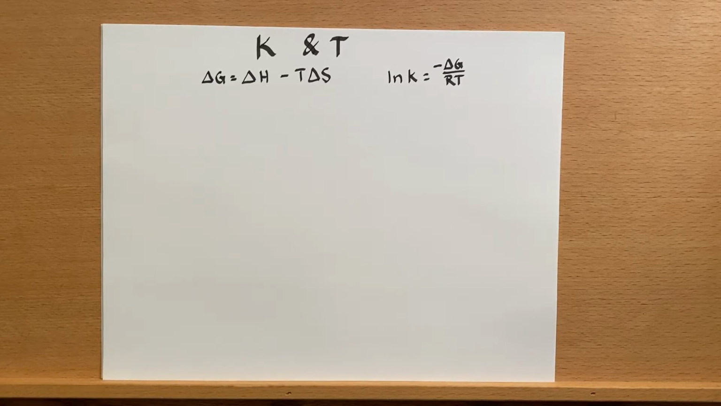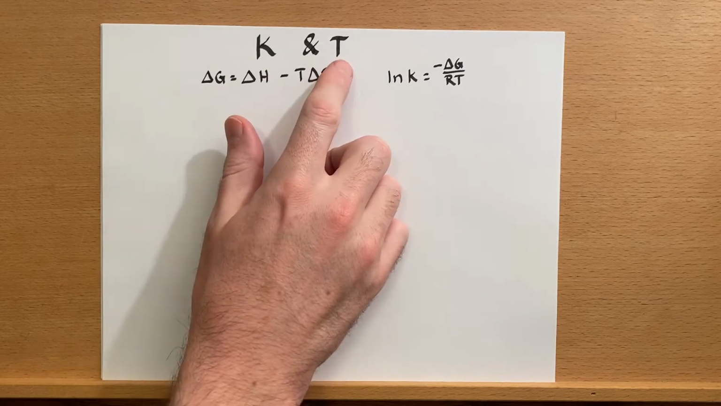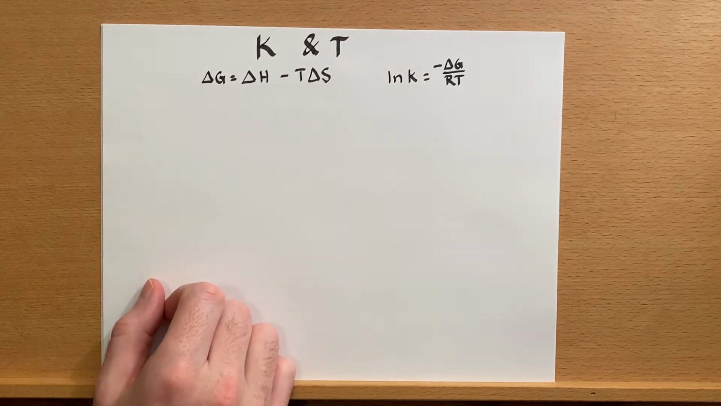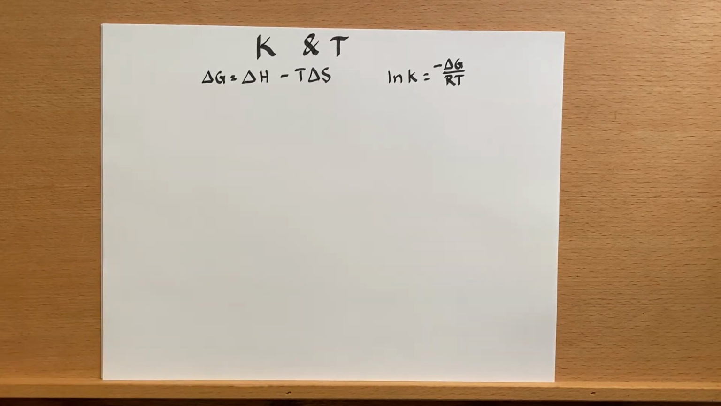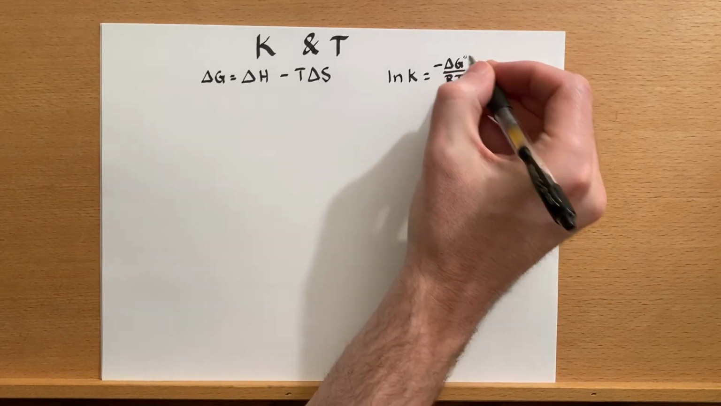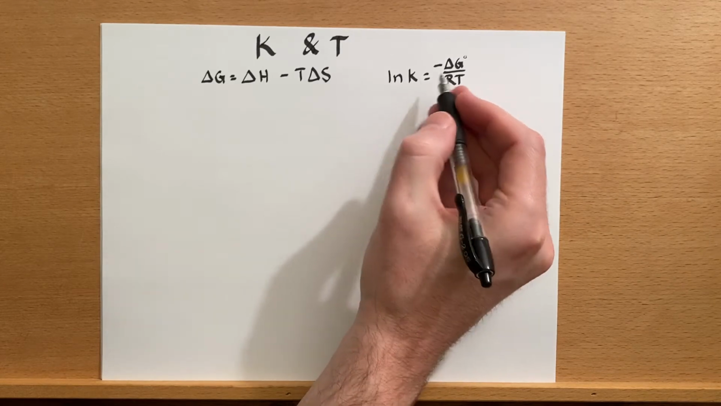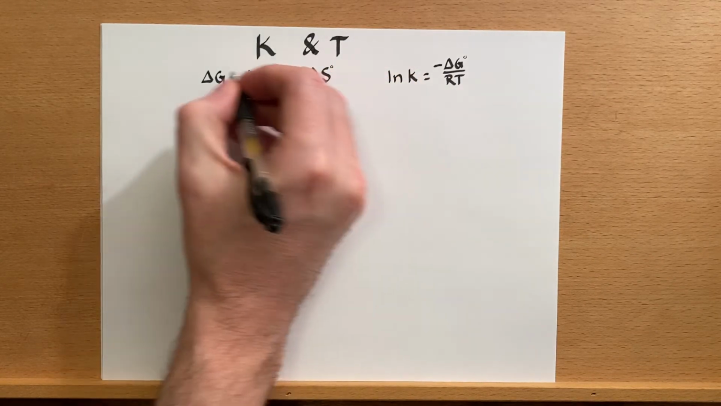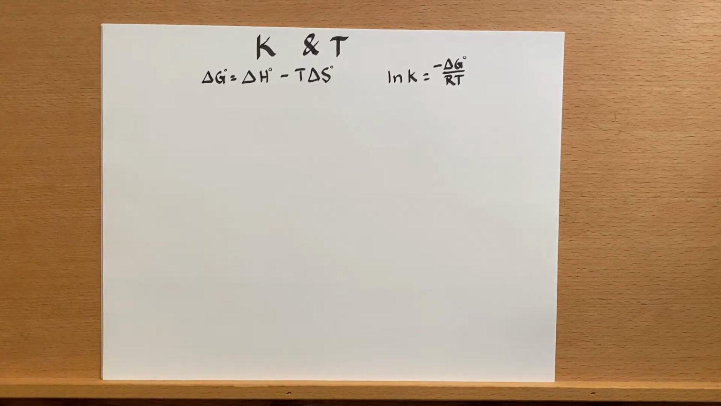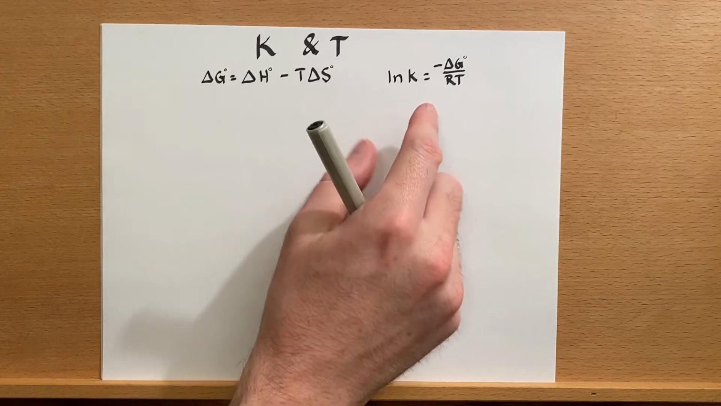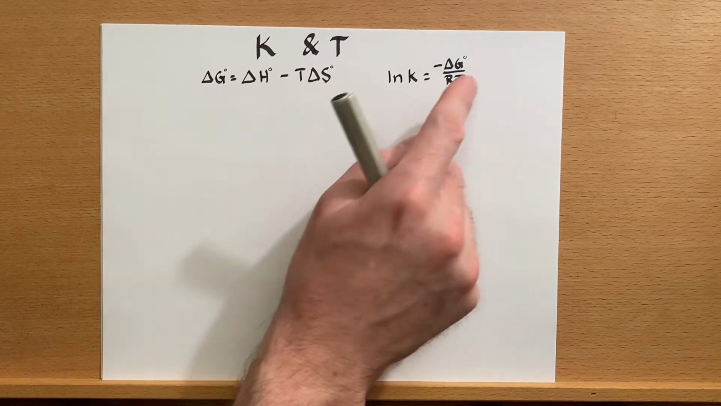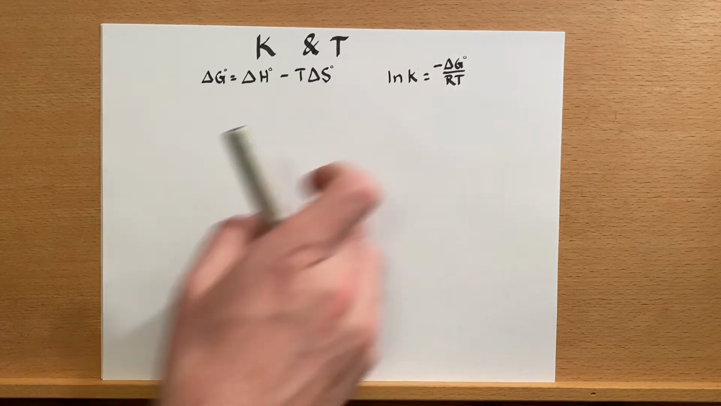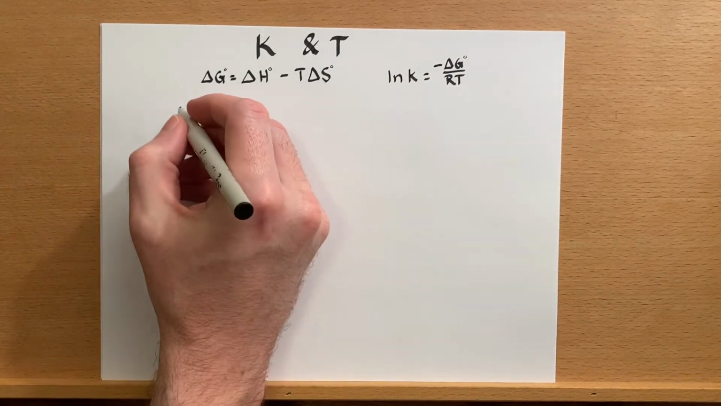Let's look at the relationship between the equilibrium constant and temperature. In order to do this, we'll need to remember the equation for calculating delta G, and we'll need the equation that we just discussed that relates the equilibrium constant to delta G. Now, let's see what happens when we start substituting in delta H minus T delta S into this equation here. So let's write that down here.